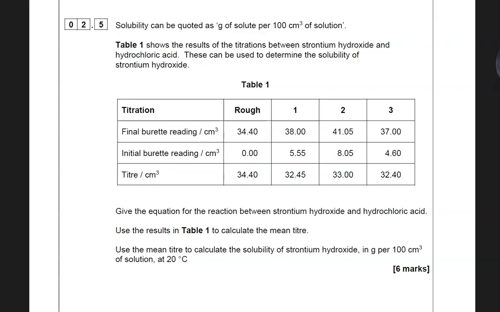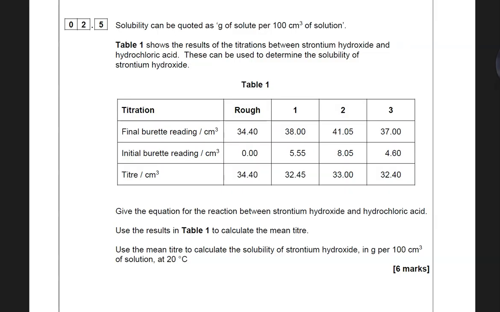Now we come to the biggest part of the question, question 2.5. Let's read it through and then consider what it's getting at. It says solubility can be quoted as grams of solute per 100 cubic centimeters of solution. Table 1 shows the results of the titrations between strontium hydroxide and hydrochloric acid. These can be used to determine the solubility of the strontium hydroxide.